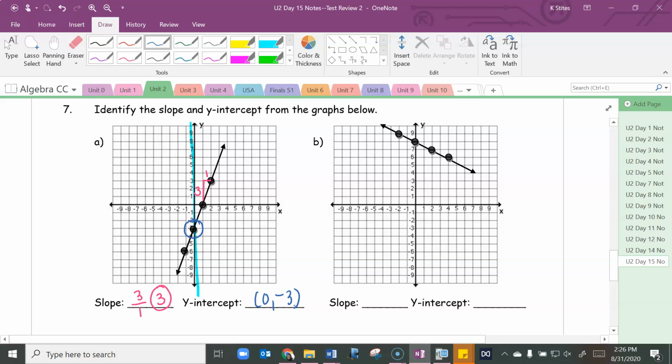And finally, letter B, slope again. Be careful, we are going downhill this time, so we'll go down and over. That's a negative 1/2, down 1 over 2. Y-intercept is where we hit the y-axis, and again, it's a 0, comma, and that should be an 8.